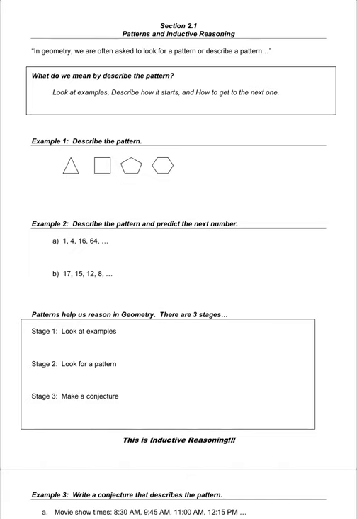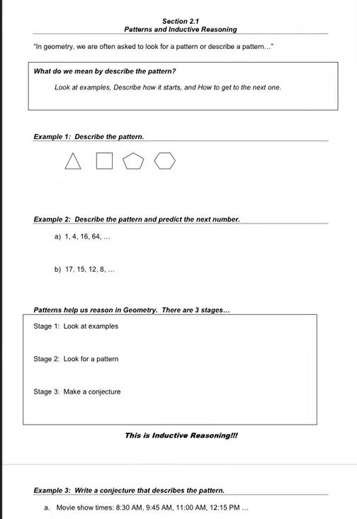So let's look at example 1. We need to decide what's happening. It looks like we're starting with something with 3 sides, and then we have 4 sides, and then 5 sides, and then 6 sides. So basically what's happening is we're adding a side each time. When we go to describe this, the first thing you have to do is tell me where it starts. So starting with 3 sides, add 1 side each time, or increase by 1 side each time.